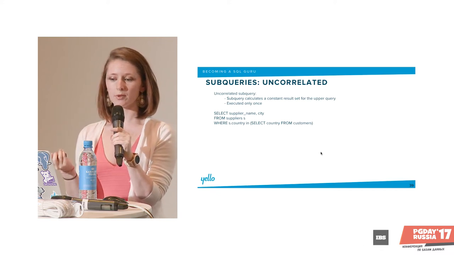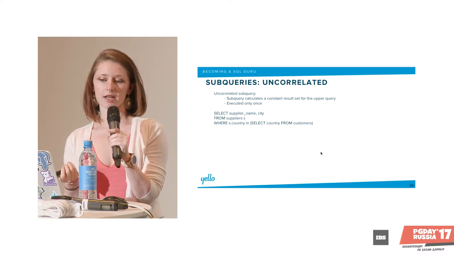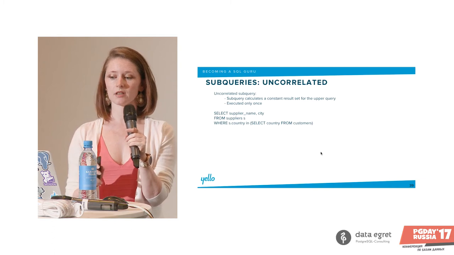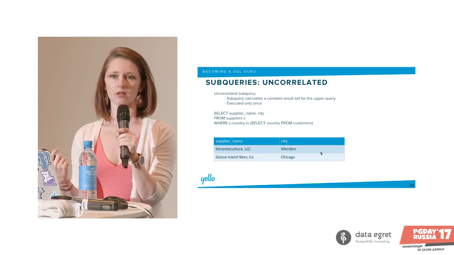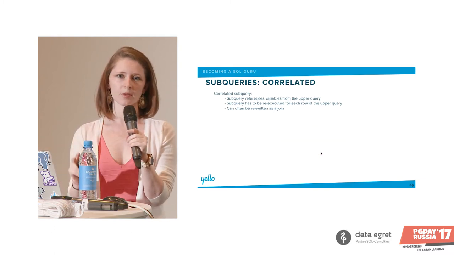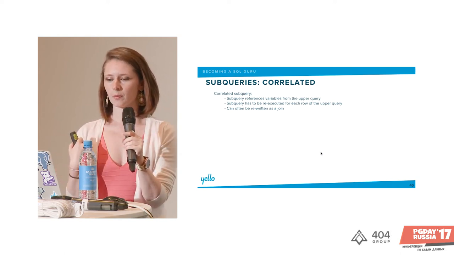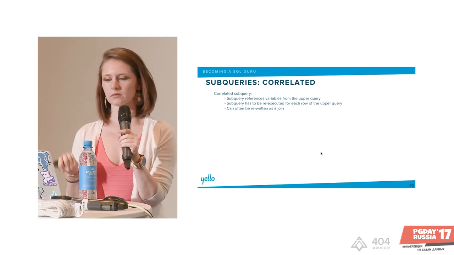So as an example, we might want to select the supplier name and the city from our suppliers table, where the country is in select country from customers. So I want only the suppliers that have potential for local customers. And we get something like this.